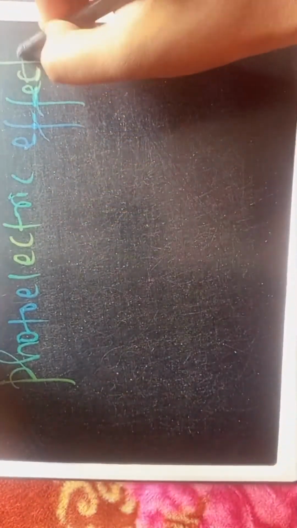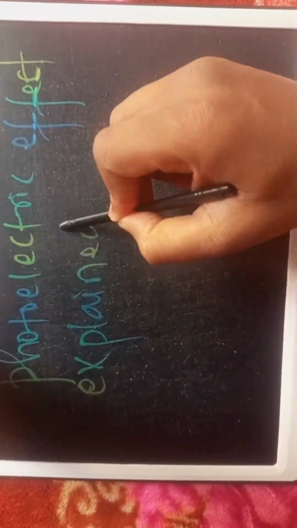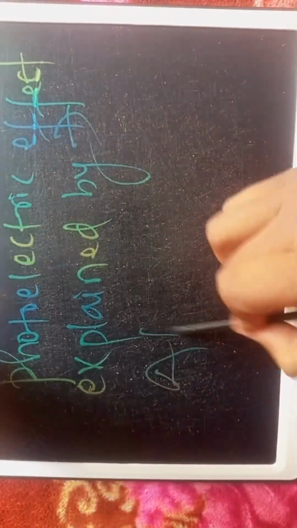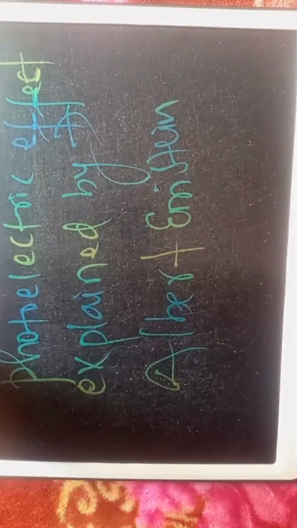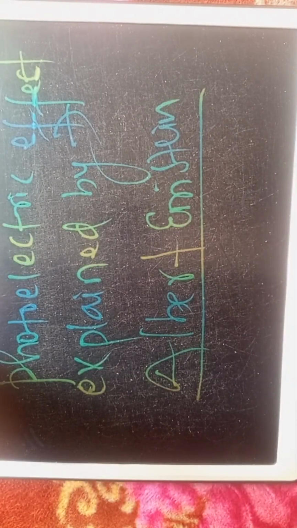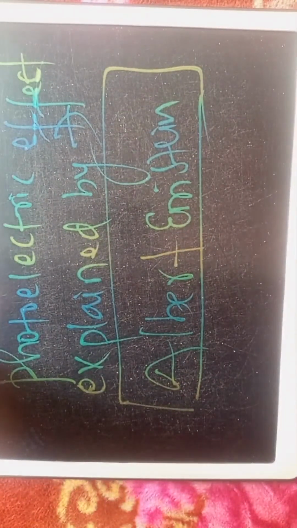Photoelectric effect is explained by Albert Einstein. Photoelectric effect explained by whom? Albert Einstein. Photoelectric effect is explained by Albert Einstein.